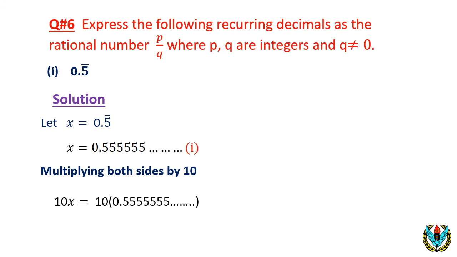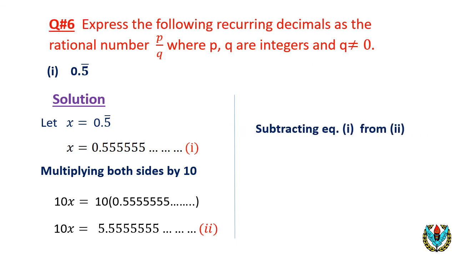Multiplying both sides by 10, we have 10x equal to 10 multiplied by this number. Dear students, if we have a single number under the bar, then we multiply by 10, and if we have two numbers under the bar, then we multiply by 100. So 10x is equal to 5.55 and so on as equation number 2. Subtracting equation 1 from equation number 2, we have 10x minus x is equal to 5. So 9x is equal to 5 and x is equal to 5 by 9 is the answer.